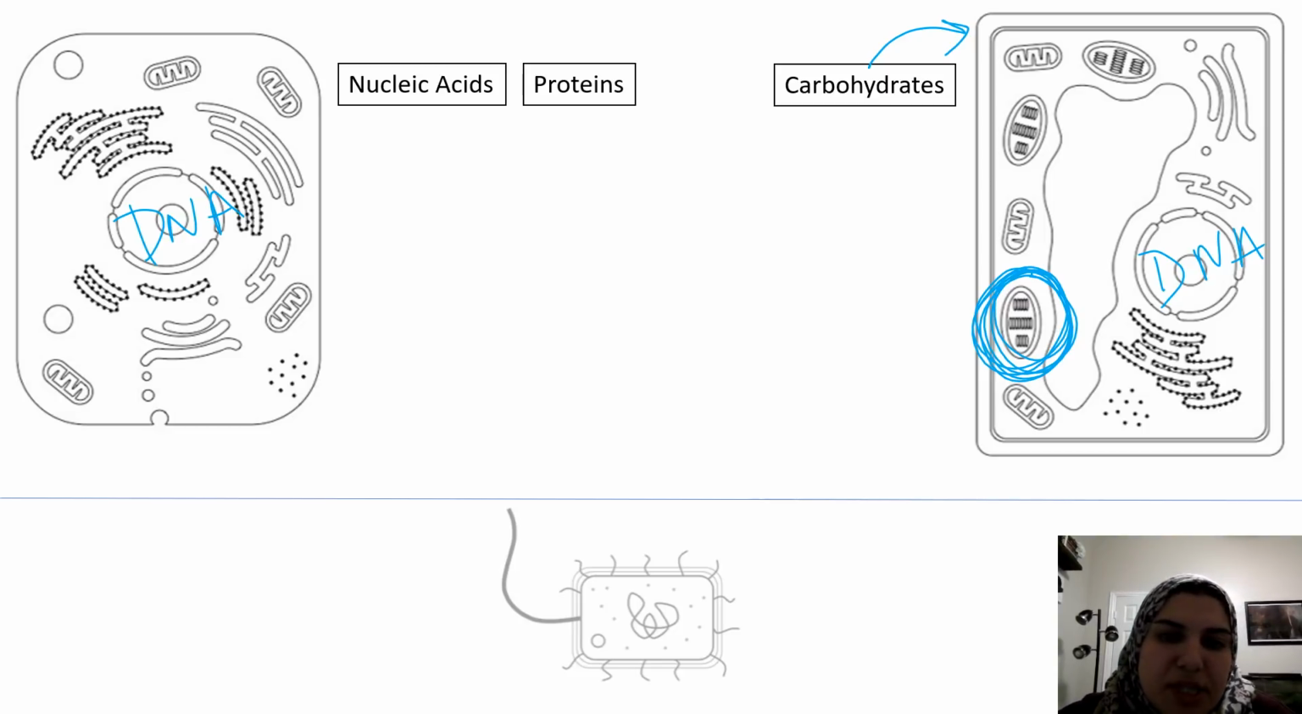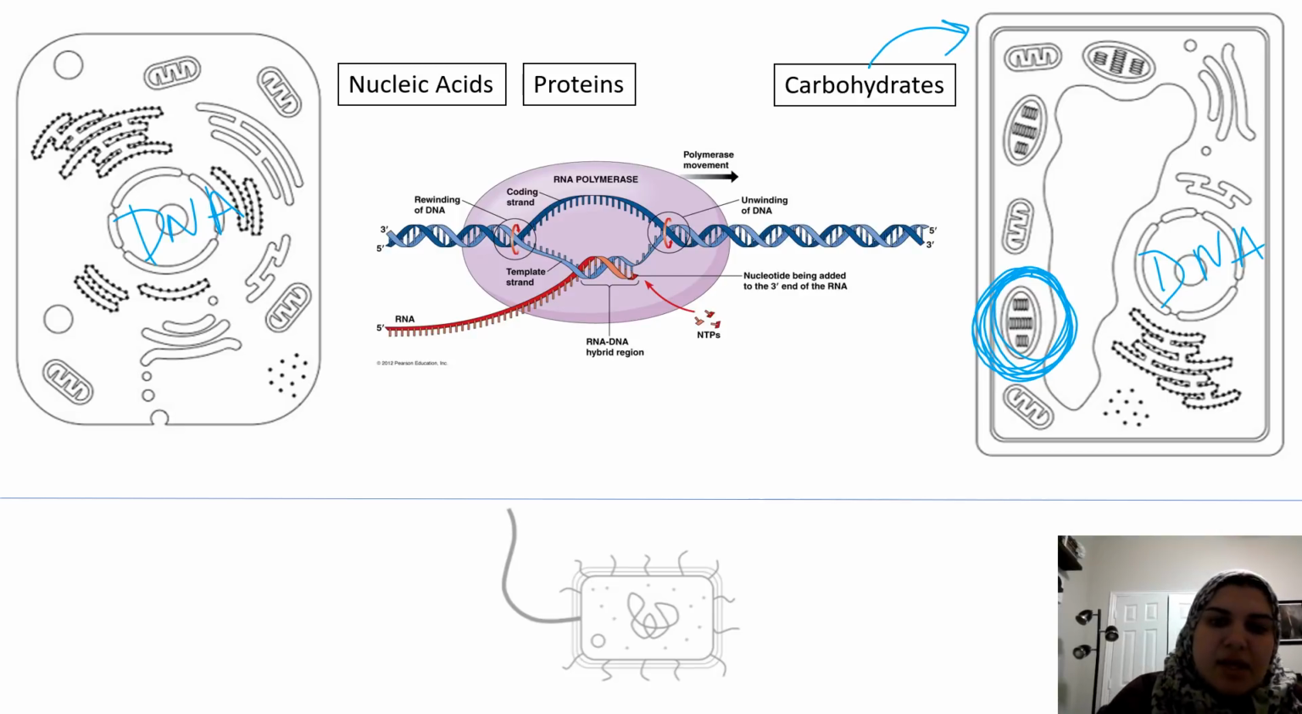The next one is proteins. Proteins have a couple of different jobs. One of the jobs, for example, is that they are enzymes.